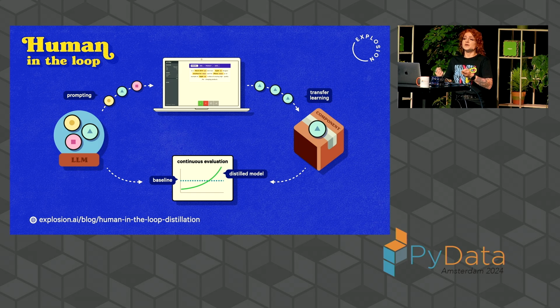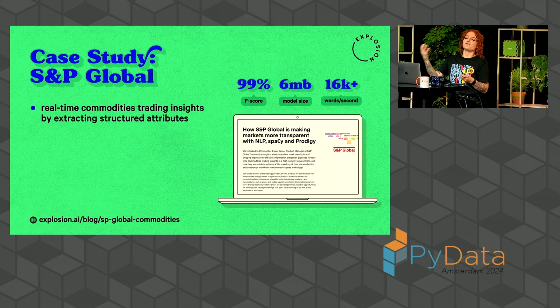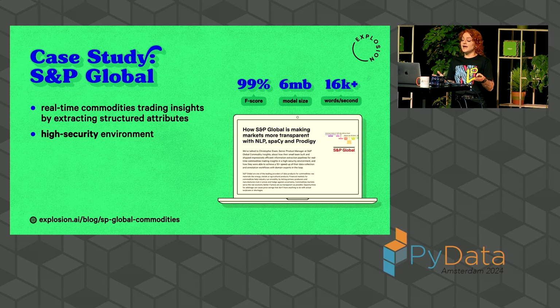And to give you an example of this in practice, I brought you a little case study that we did recently with S&P Global. And what they're doing is they're working on real-time commodities trading. So if crude oil is traded somewhere, they want to extract the structured attributes and publish that as a data feed for their customers. And of course, this is information that can really significantly move markets if you have access to it. So it's a very high security environment. Nothing can leave their servers.